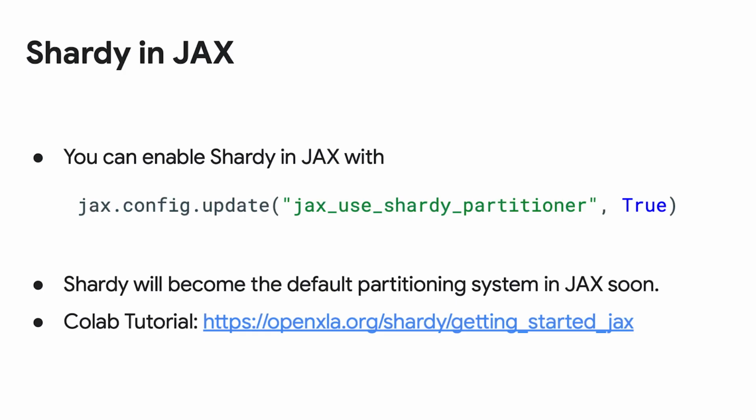How can we go from a GSPMD annotated graph into a Shardy graph, and how can I enable that pass if it exists? For JAX users, this line is the only change you need to make. You don't need to make any changes for the other Shardy annotations. So we provide a seamless migration for the JAX users.